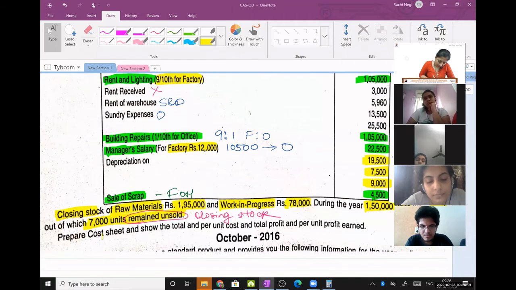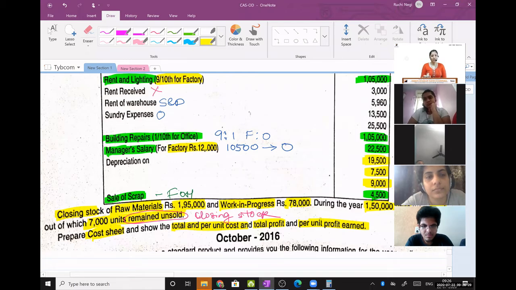Prepare a total cost sheet and show the total and the per unit cost and total profit and per unit profit. Even if they don't say all those things, we know we have to prepare the complete CPU column. And as I've always been saying, it's going to be a 15 marks question. So it is 8 marks for the amount column and 7 marks for the CPU column.